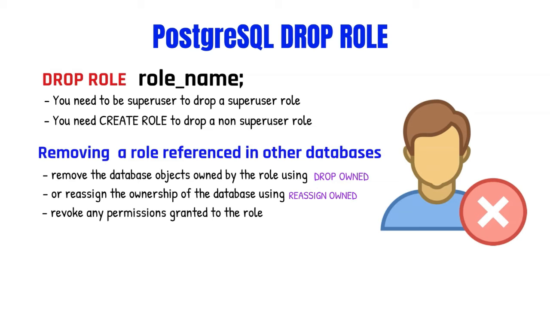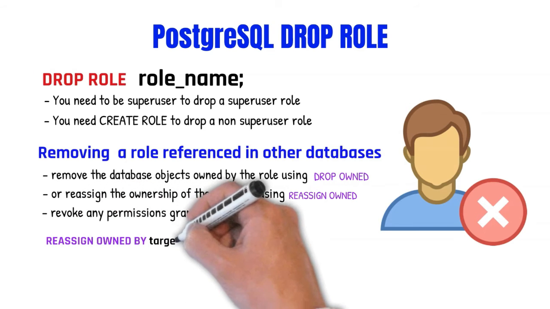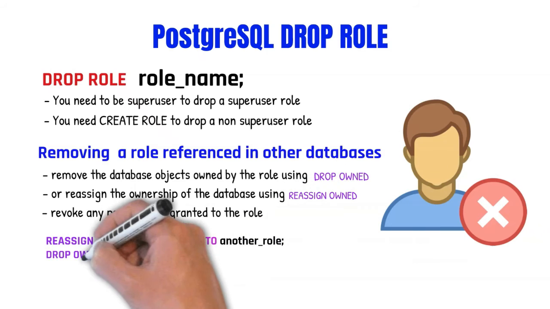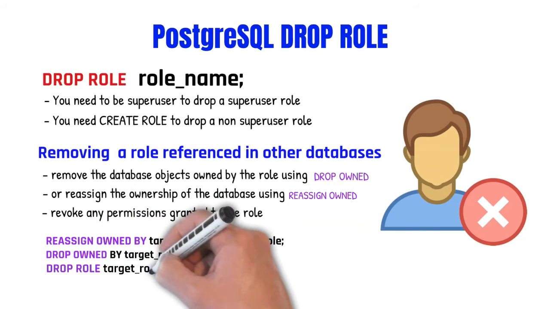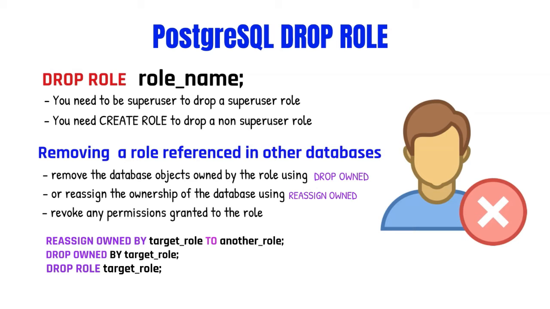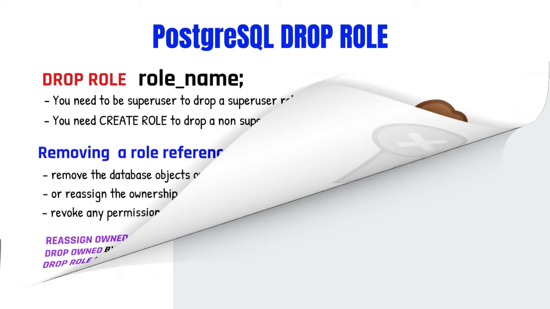So in other words, you need to execute the REASSIGN OWNED statement first, then DROP OWNED BY the role, and then you drop the role. So now let's take a look at a practical example.